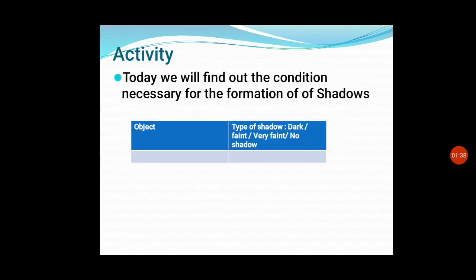Now see this activity you have to do in your notebook. You will copy down this table, write the objects here and the type of shadow formed: dark shadow, faint shadow, very faint, or no shadow is formed. How will you do this? In the resources required, I have given you the list of objects. Those objects you can take, like ball, plastic ruler. And with the help of a torch, you can find out whether the object is making a shadow or not. You have to throw the torch light on the object and keep the sheet on the other side and then find this.